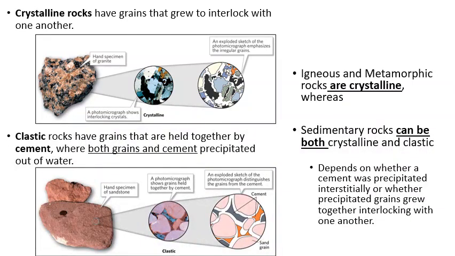This depends on whether a cement was precipitated interstitially between grains or whether precipitated grains grew together, interlocking with one another. It should be said that this isn't a super common way to look at rocks. It's much better to look first at whether they are igneous, sedimentary, or metamorphic through their mode of formation or origin, and then determine what they look like in terms of their crystals.